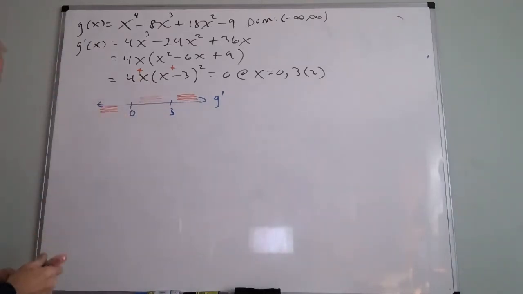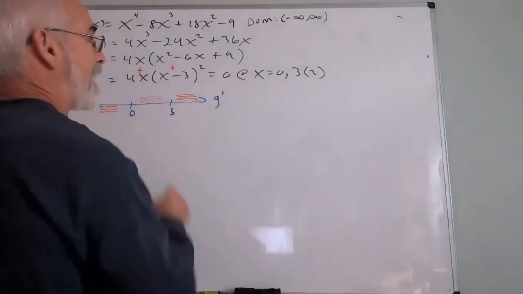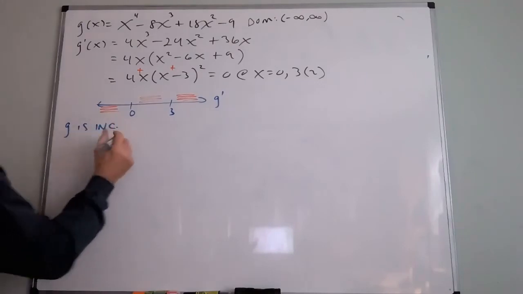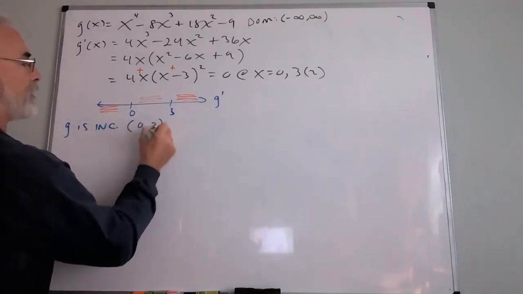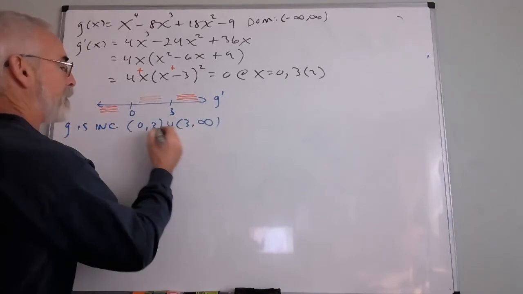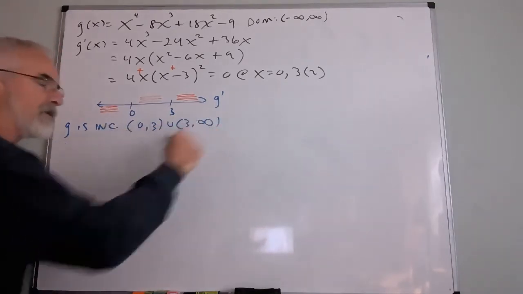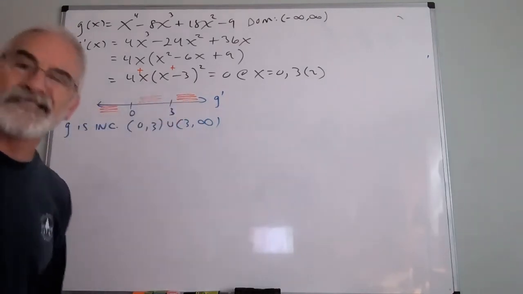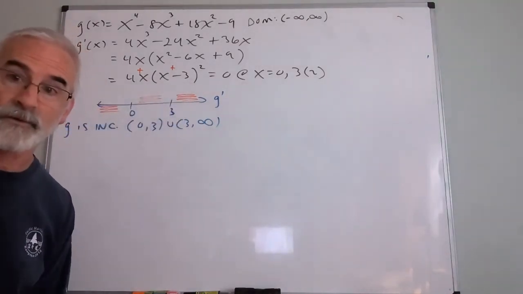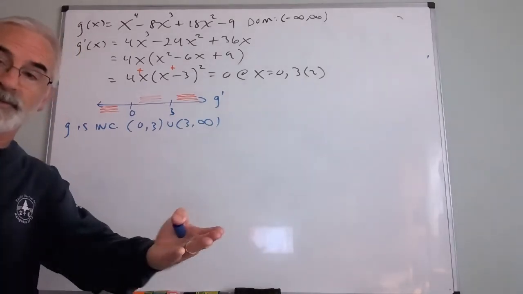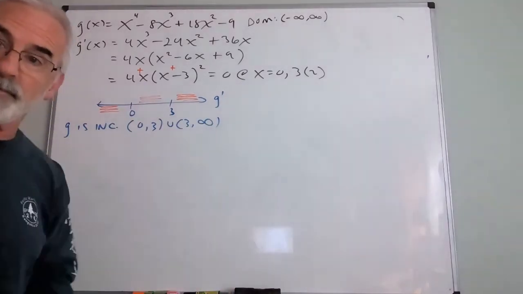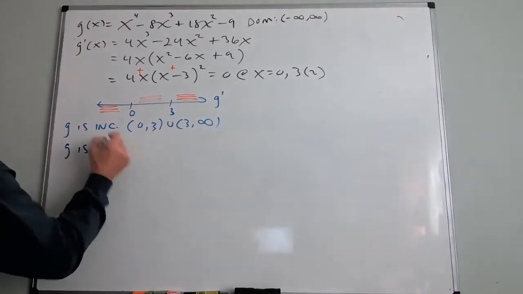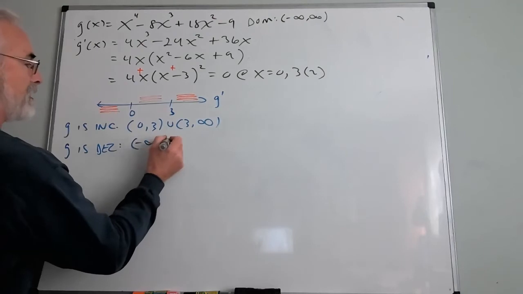Okay, so what does this tell me? This information right here says that G is increasing, I'll abbreviate it, from 0 to 3, and then again from 3 to infinity. It would be incorrect to say 0 to infinity because G prime of 3 is 0. 0 is not a positive number. You can't include it in the increasing because you're not increasing at 3, you're horizontal for that one place. G is decreasing from negative infinity to 0.